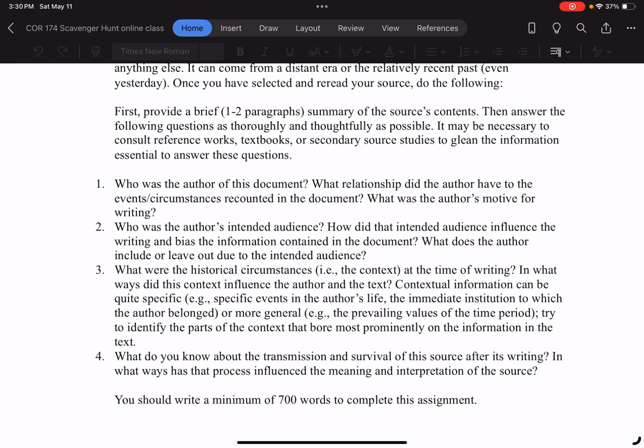What were the historical circumstances? That is the context. There's that word again, that we've talked about a lot already. Okay, what was the context at the time of writing? In what ways did this context influence the author and the text? This can be very specific.